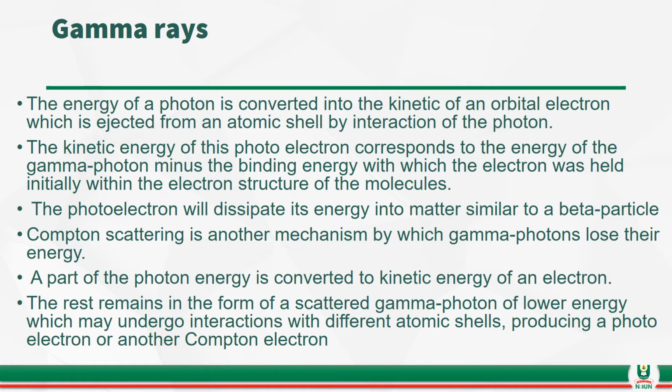Compton scattering is another mechanism by which gamma photons lose their energy. A part of the photon energy is converted to kinetic energy of an electron. The rest remains in the form of a scattered gamma photon of lower energy, which may undergo interactions with different atomic shells, producing a photoelectron or another Compton scattering or electron.